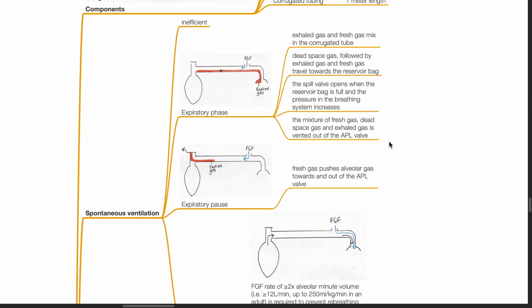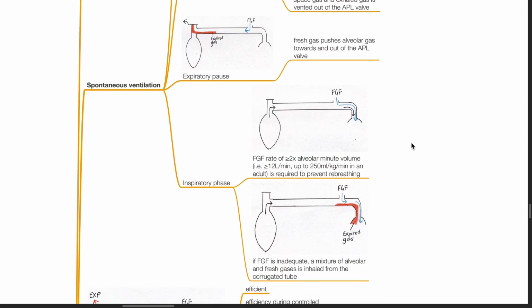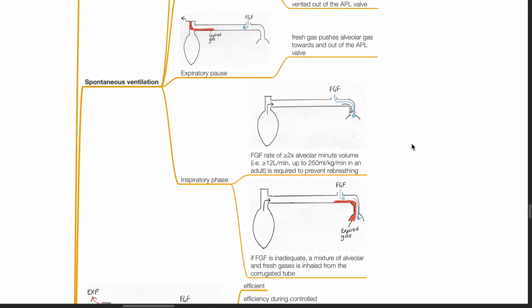During the expiratory pause, fresh gas pushes alveolar gas towards and out of the APL valve. During the inspiratory phase, a fresh gas flow rate of 2 times or more the alveolar minute ventilation, up to 250 mL per kg per minute in an adult, is required to prevent rebreathing. If fresh gas flow is inadequate, a mixture of alveolar and fresh gases is inhaled from the corrugated tube.